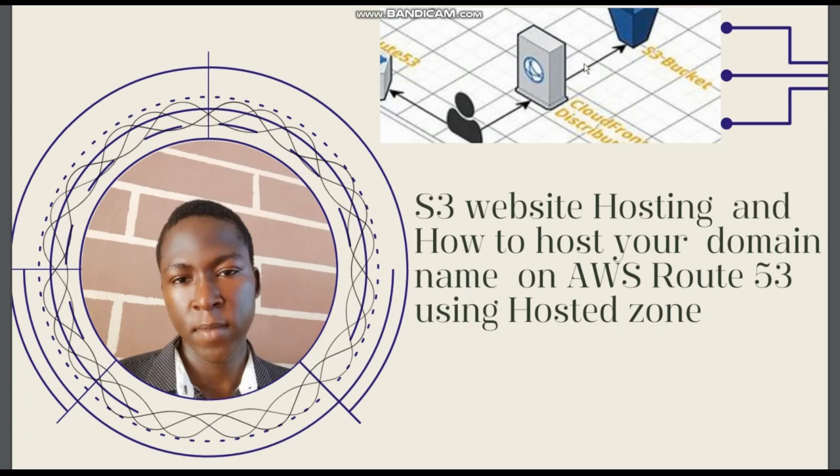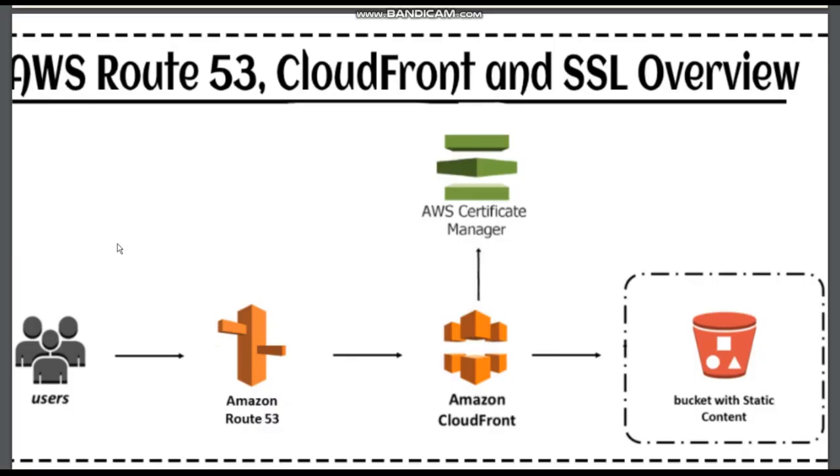As you can see, if you want to host your website on your S3 bucket, that's your S3 static website. You use static website hosting majorly for S3. So this is the S3 bucket, this is CloudFront, and this is the user. This is Route 53, as you can see. So this is how it looks.